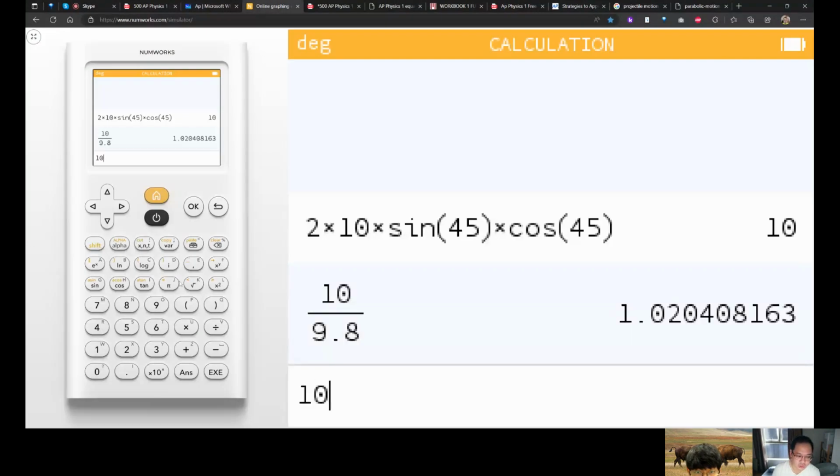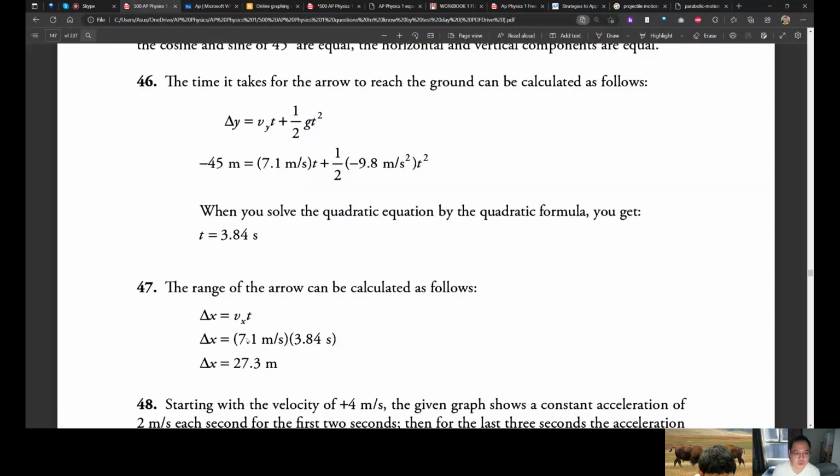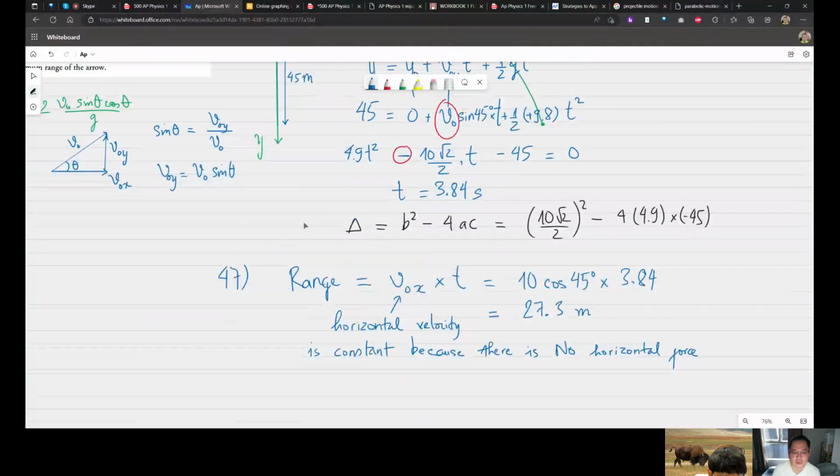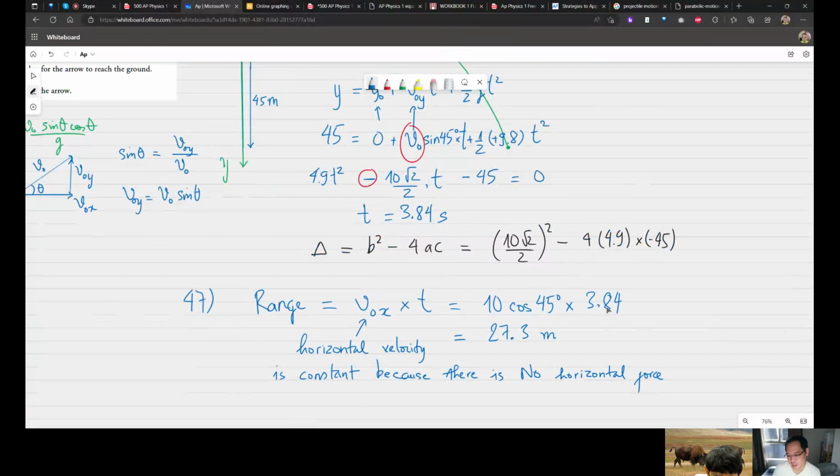10, the initial velocity, multiply with cosine of 45 degrees, 7.07. They round it to 7.1. Okay, 7.1, and multiply with the time that it flies from the castle wall to the enemy on the ground. Okay, 3.84. I don't understand why the range is velocity multiplied by time.